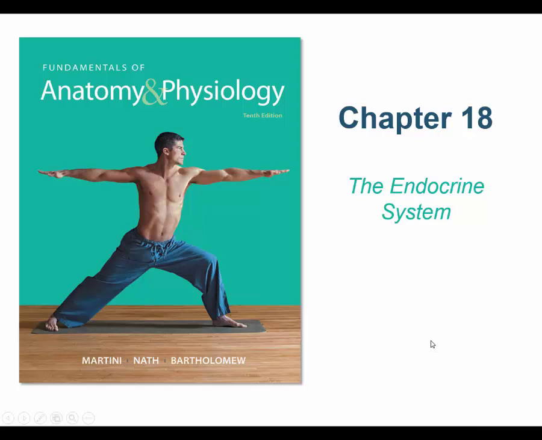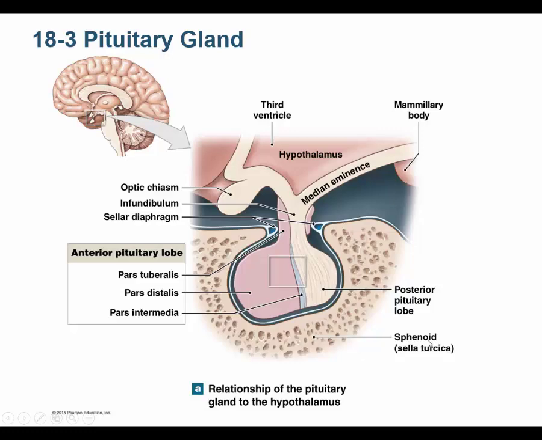All right, folks, this is 18-3. 18-3 is the pituitary gland, and this is the master endocrine organ. All right, so a little bit of anatomy here. You know the pituitary gland sits in the sella turcica of the sphenoid bone, so this is the sella turcica of the sphenoid. You probably already know that there's an anterior pituitary lobe and a posterior pituitary lobe.